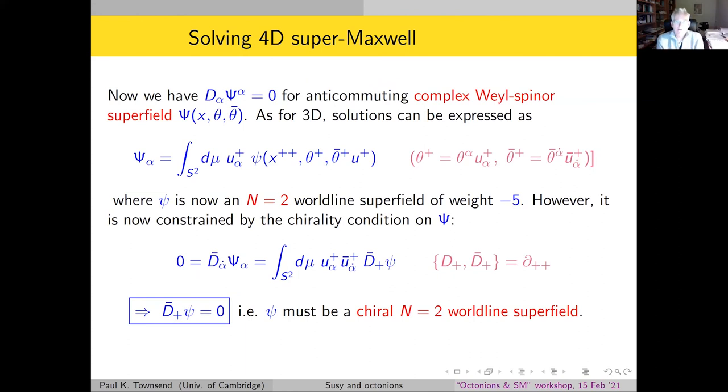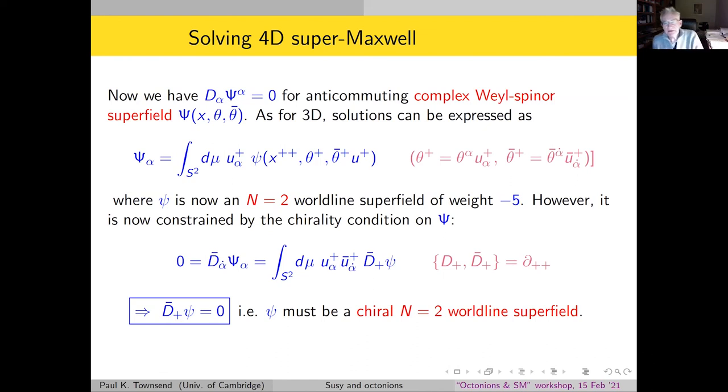Let's move on to four-dimensional super-Maxwell. Okay, you have exactly the same equation, but now it's for an anticommuting complex Weyl spinor superfield. So you can do exactly the same thing. Now the only difference is that x plus plus is again the complex one defined as we did before. But then you get a theta plus, and you get a theta bar plus, of course. And there should be a u plus here as well. So now it's an N equals two worldline superfield. Now it has to have weight minus five.